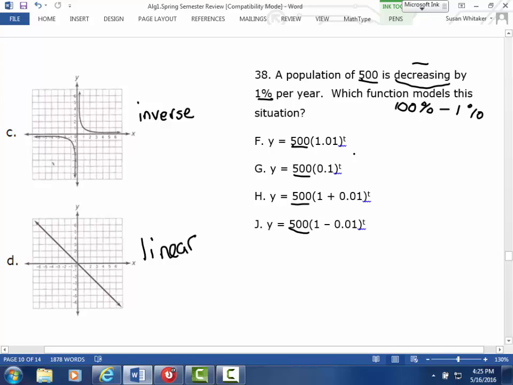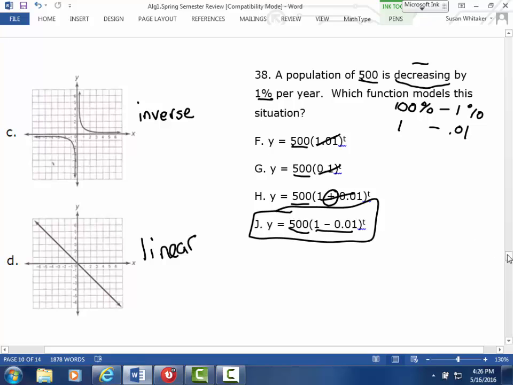Okay, and if I'm looking here, we got 1.01, that would be more than 100%, right? Because this would be 1 minus 0.01. So let's see, that's more than 1. That's 0.1, that's not even right. And then we have 1 plus 0.01, so that's not going to work. And 1 minus 0.01, that's a match.